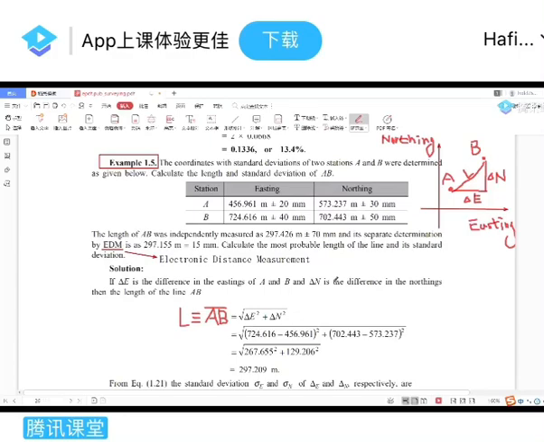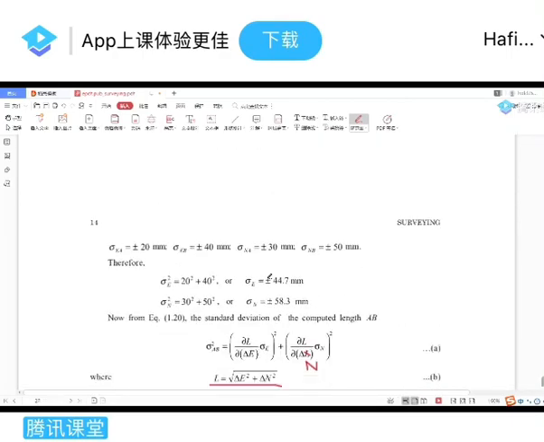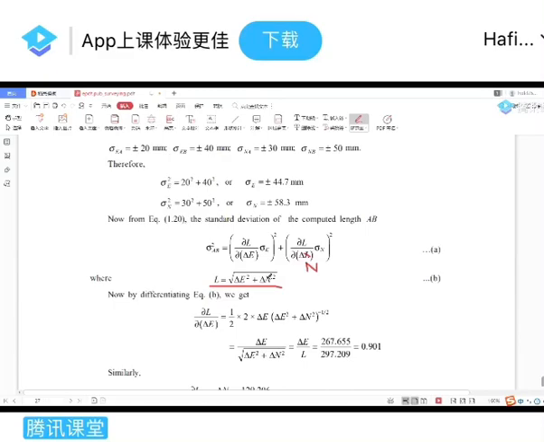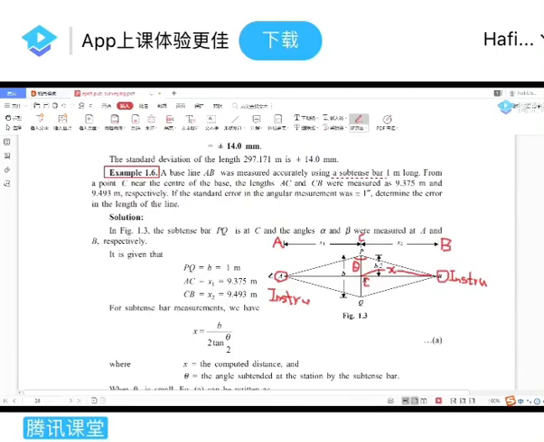Now let's come to something else. What I'm going to show you is example 1.5, because it's related to a machine. This machine is the same as EDM, electronic distance measurement. Then example 1.6. I want you to know something else.